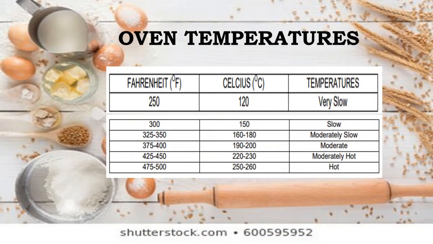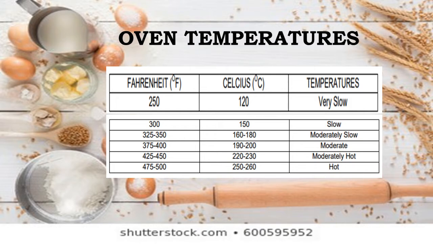We have oven temperatures. We have Fahrenheit, Celsius, and the temperature description. 250 degrees Fahrenheit, equivalent to 120 degrees Celsius. The temperature must be very slow. For 300 degrees Fahrenheit, equivalent to 150 degrees Celsius, the temperature must be slow.